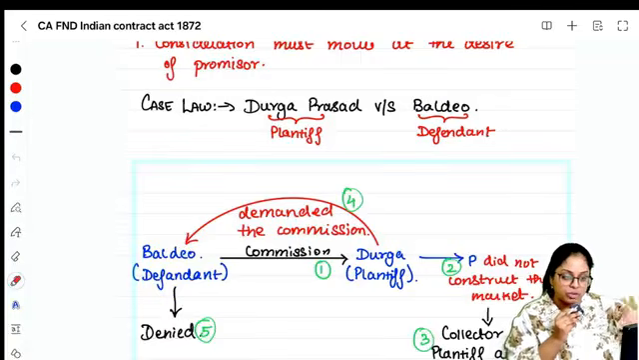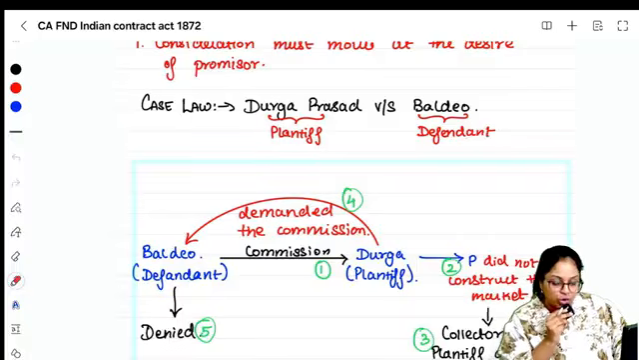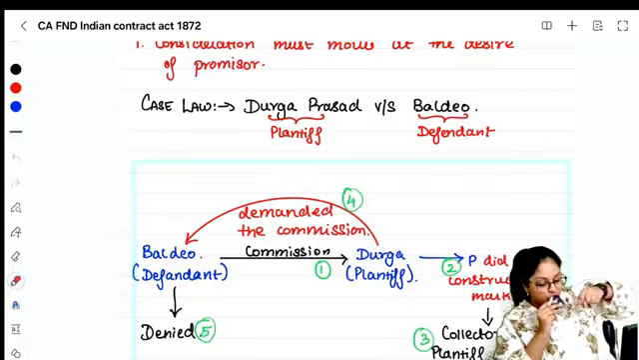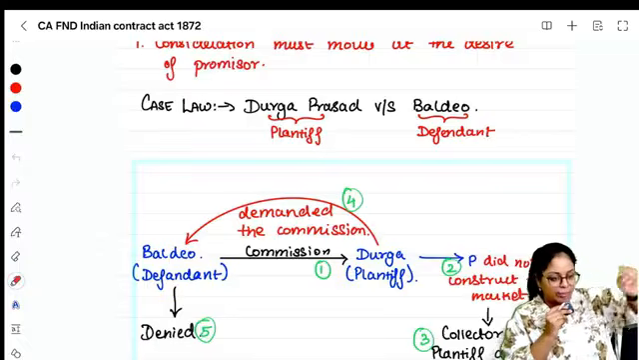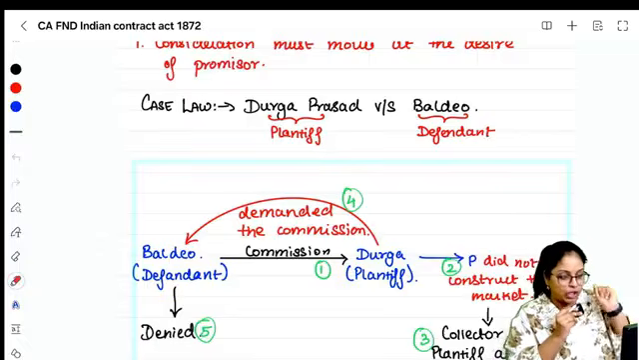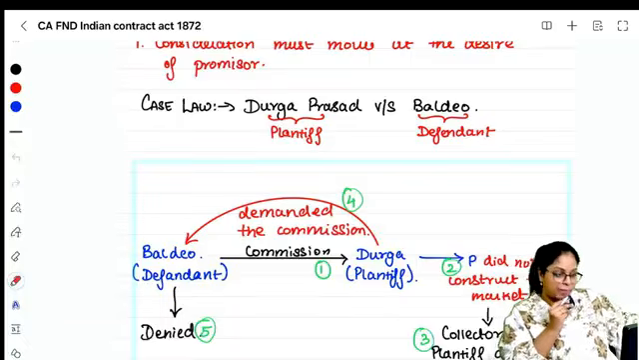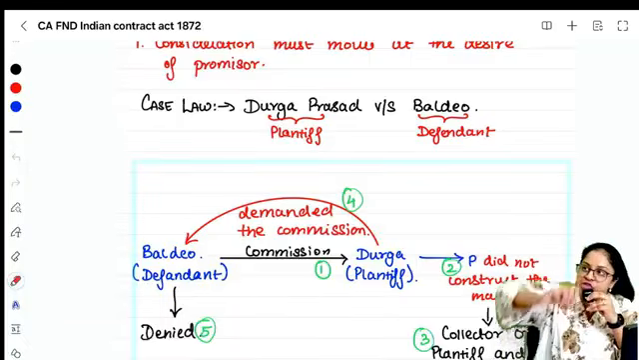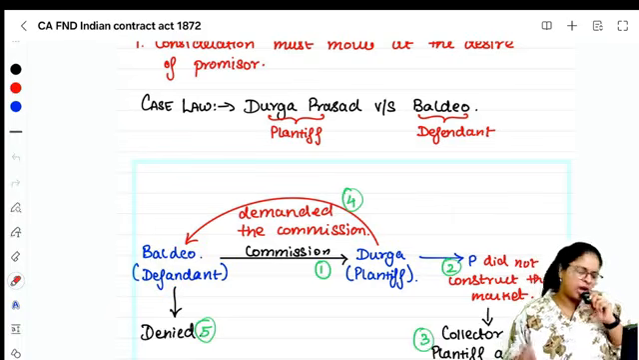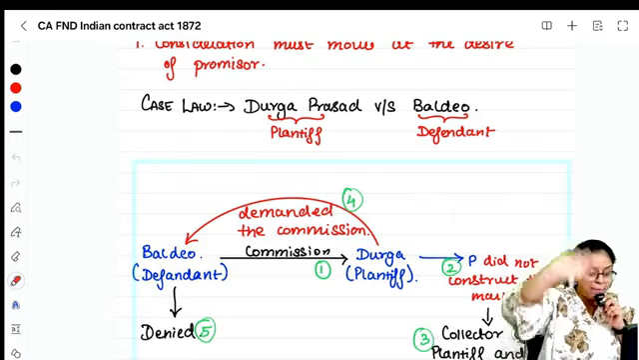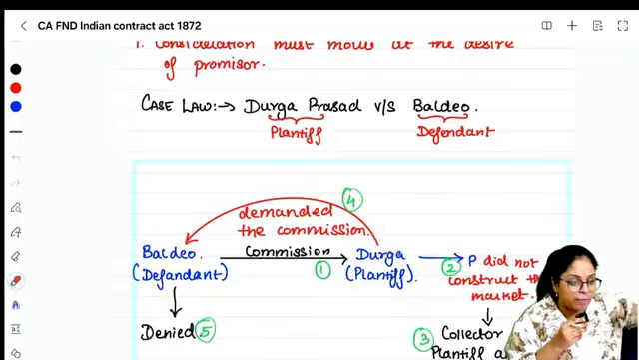The shopkeepers told him that if you construct a marketplace for us, we will give you a commission. One of the shopkeepers is Baldio, and he along with the other shopkeepers told Durga Prasad that if you build a market for us, we will give you a commission. Durga Prasad also said okay, but he did not build the market. Then an order came from the collector.